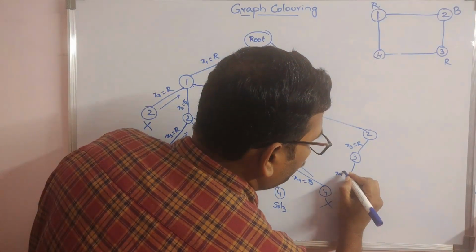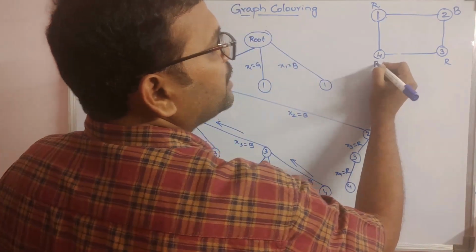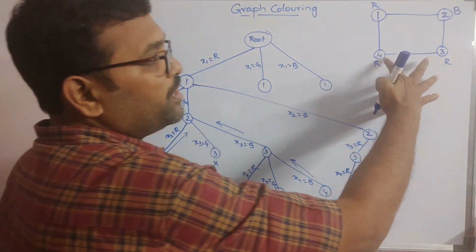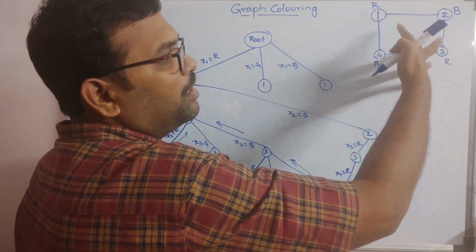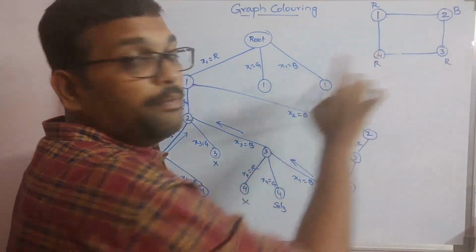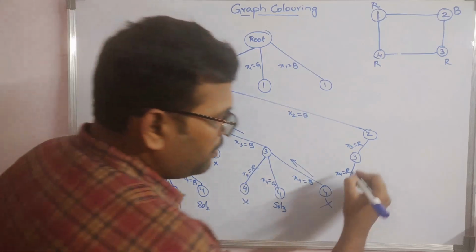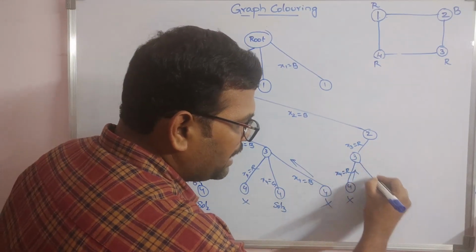Again, x4 is equal to red. So this is not possible because 4 has adjacent nodes 3 and 1. Both are filled with red. So 4 can't be filled with red. So this is not possible. So backtrack and go with the alternate.